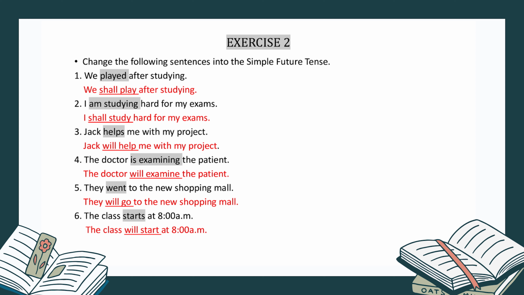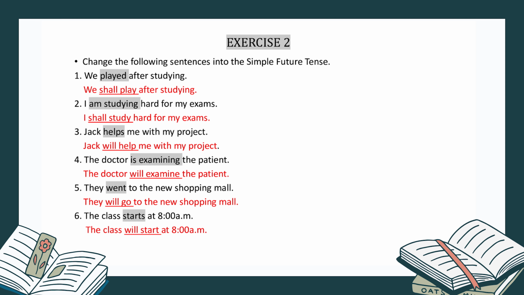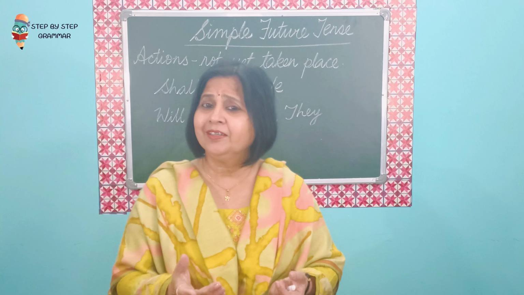Is examining. Ing, that means the base verb is examine. So it is the doctor, third person. So doctor will examine. Then they went. So went is the verb over there, simple past. What is the simple present of the verb over there? Go, because go changes to went. So will go. And the class starts. Simple present. So it will be will start at 8 a.m. So like I said, simple future is the easiest.